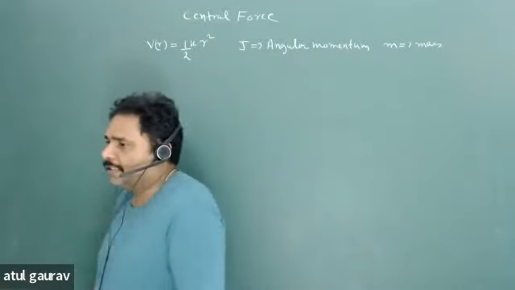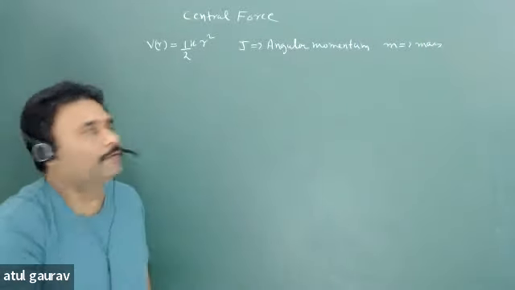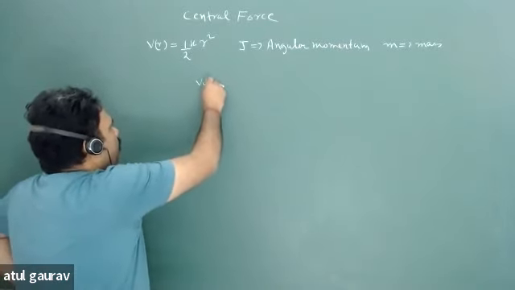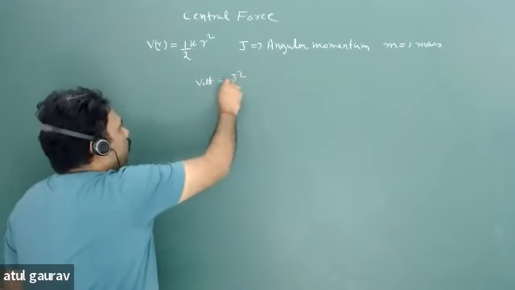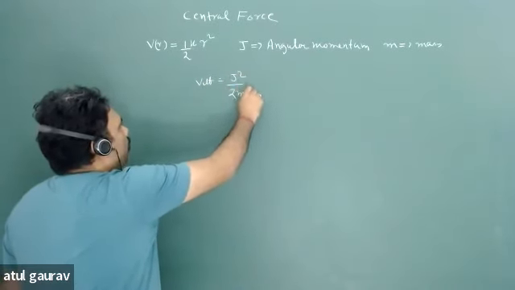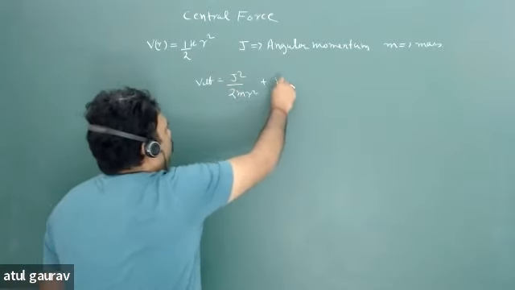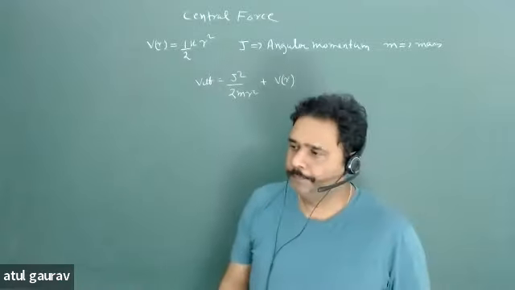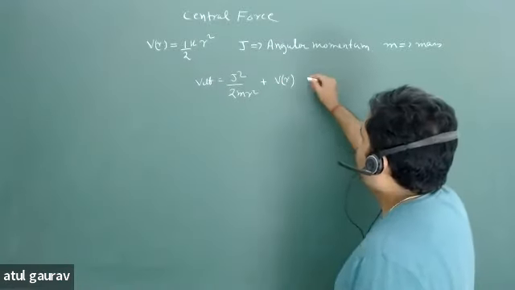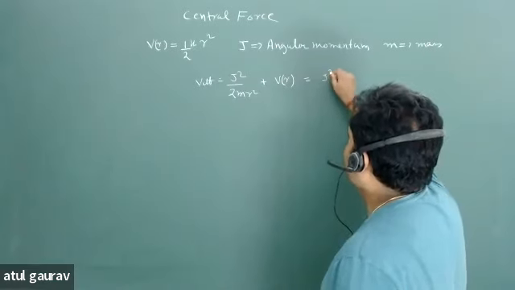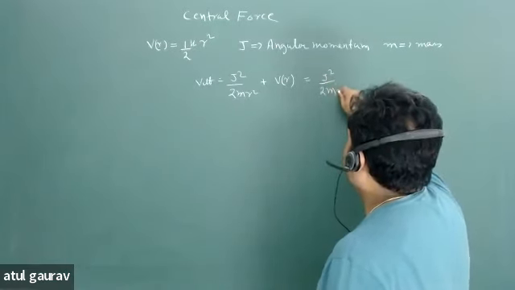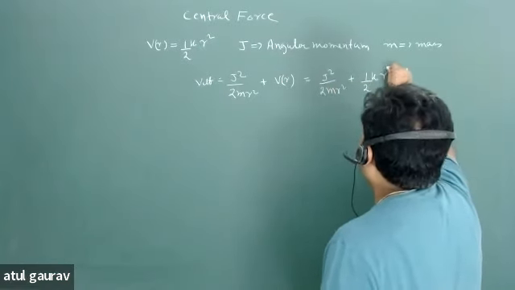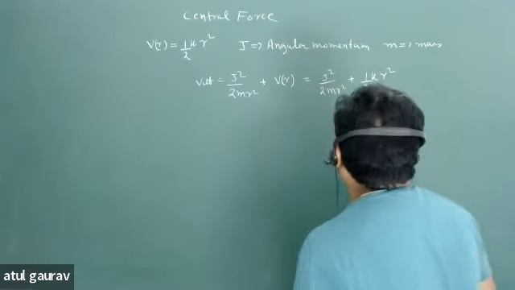So the first question was to plot V effective versus r. So what is your V effective? V effective is equal to J square upon 2mr square plus V(r), and this is nothing but the rotational kinetic energy as a function of r. And this can be written as J square upon 2mr square plus half k r square. So this is our V effective.